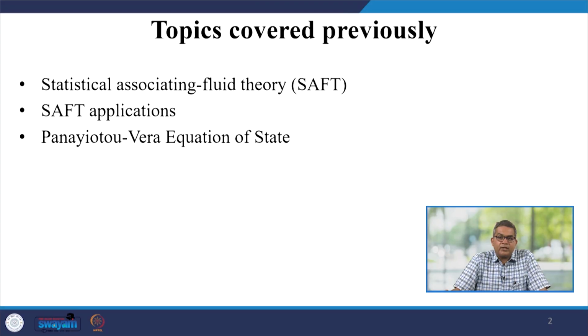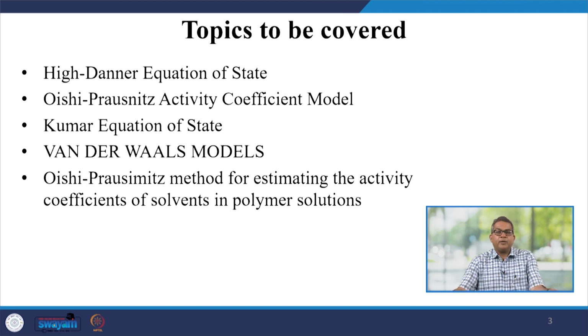Now in the previous lecture we covered the statistical associating fluid theory, that is called SAFT. Then we discussed the SAFT application and the Vera equation of state. In this particular segment we are going to cover some more equations of state. First is the High-Danner equation of state. Then we will discuss the Oishi-Prausnitz activity coefficient model. We will discuss the Kumar equation of state, then van der Waals models, and again the Oishi methods for estimating the activity coefficient of solvent in polymeric solution.